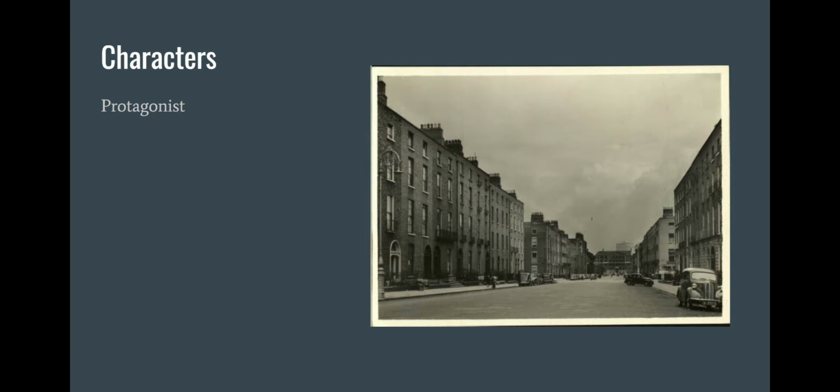If you remember, the protagonist of a story is the main character working towards a goal. So in this case, our main character or protagonist would be the IRA sniper or the Republican sniper. We don't have a name for him. We'll talk about what character type he is in a minute, but he is considered our protagonist.